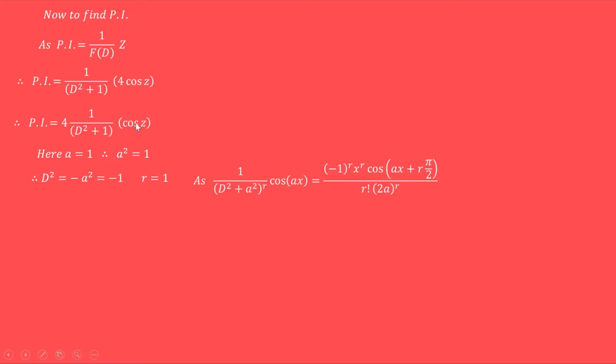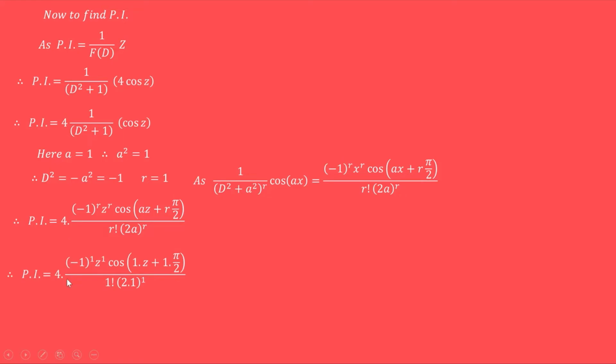Instead of x, here is z. So first transfer this in terms of z, and so we get here PI is equal to 4 into minus 1 raised to r, x means z, z raised to r, cos of az plus r pi by 2 upon r factorial into 2a bracket raised to r. Now put the value of a and r here. Value of a is 1, value of r is 1, and so PI is equal to 4 into minus 1 raised to 1, z raised to 1, cos of a into 1 plus r means 1, 1 into pi by 2 upon 1 factorial into 2 into 1 raised to r means 1.